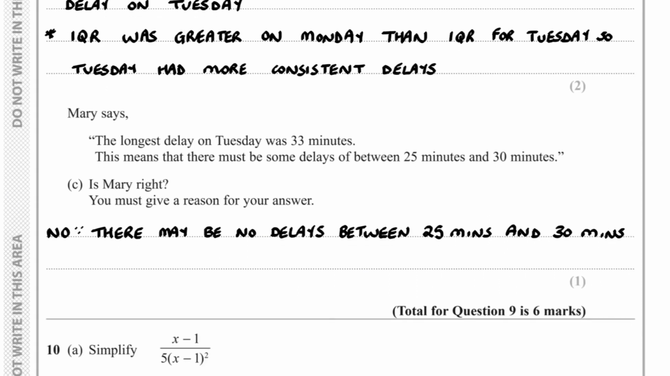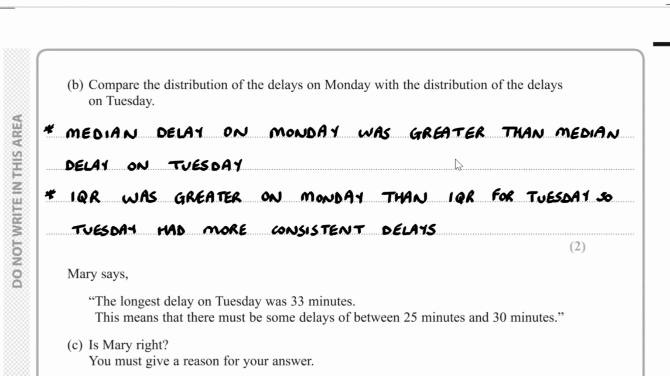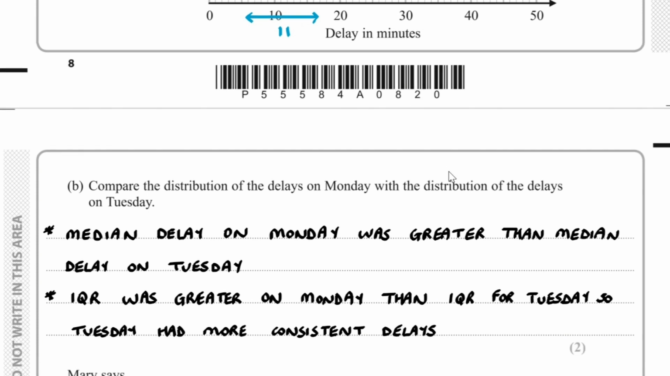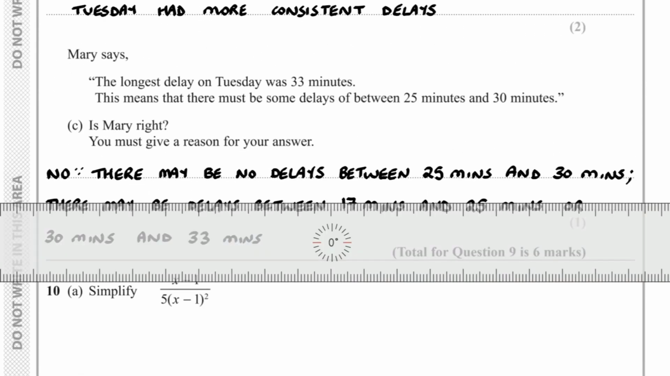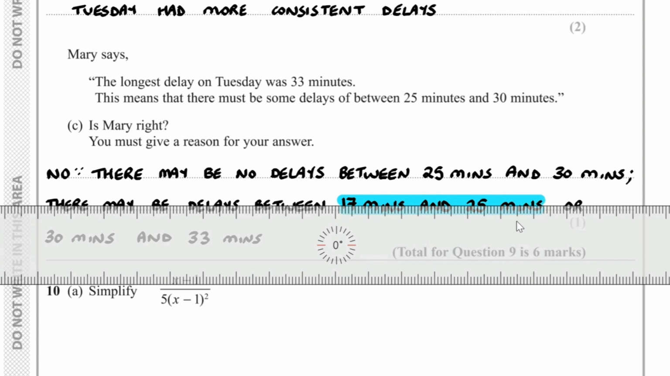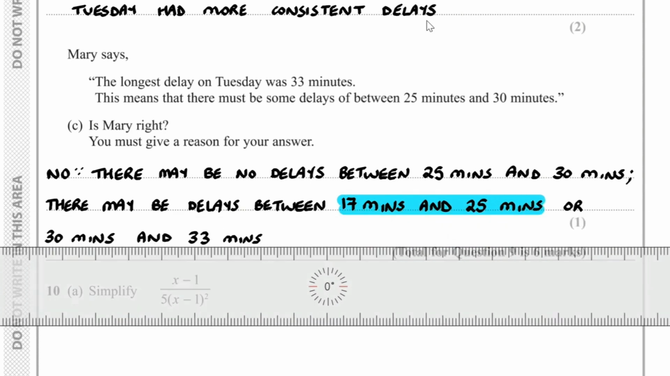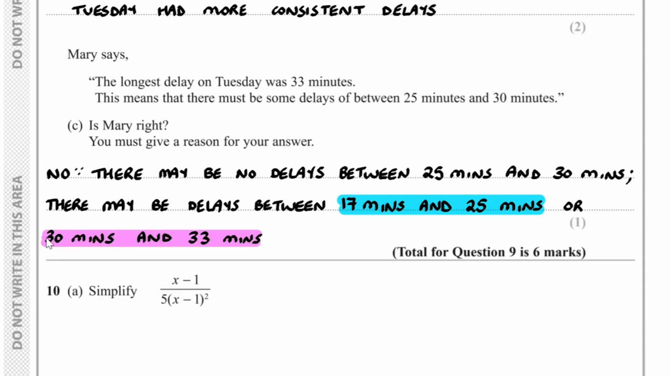So there may be delays between 17 minutes and 25 minutes, or 30 minutes and 33 minutes. So between 17 and 25 minutes, we might have some delays, or between 30 minutes and 33 minutes, we may also have some delays.